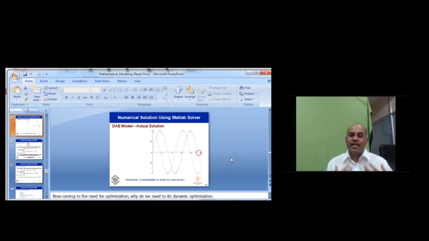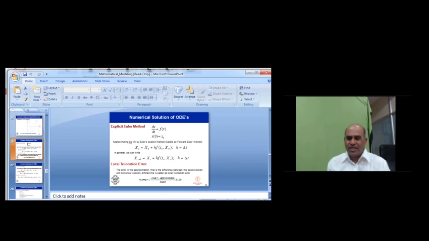You must have the knowledge of numerical discretization. So you know the explicit Euler method, also called the forward Euler method: x of i plus 1 is equal to x of i plus h into f of t i, x i. This is the very simplest way.